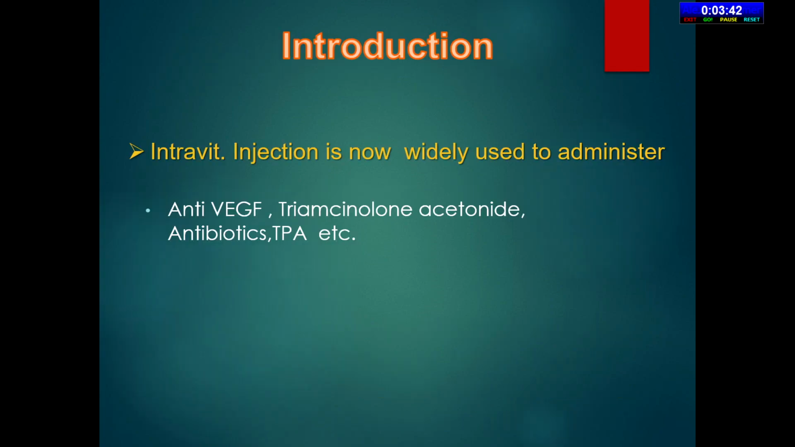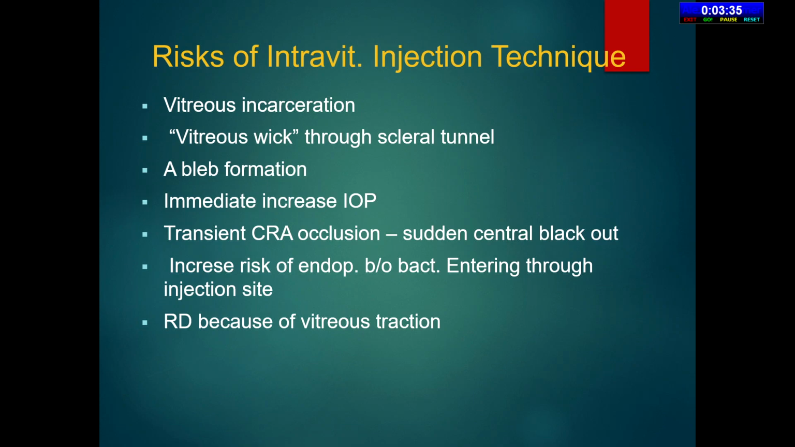As you know, intravitreal injection is widely used to administer anti-VEGF, triamcinolone, antibiotics, TPA, etc. The risks involved in intravitreal injection are vitreous incarceration in the wound, vitreous leak through the scleral tunnel, a bleb formation at the end of the injection, and an immediate increase in IOP which can endanger the optic nerve perfusion, and transient CRA occlusion. There is also an increased risk of endophthalmitis because vitreous can adhere to the needle wound, and RD can happen because of the vitreous traction.